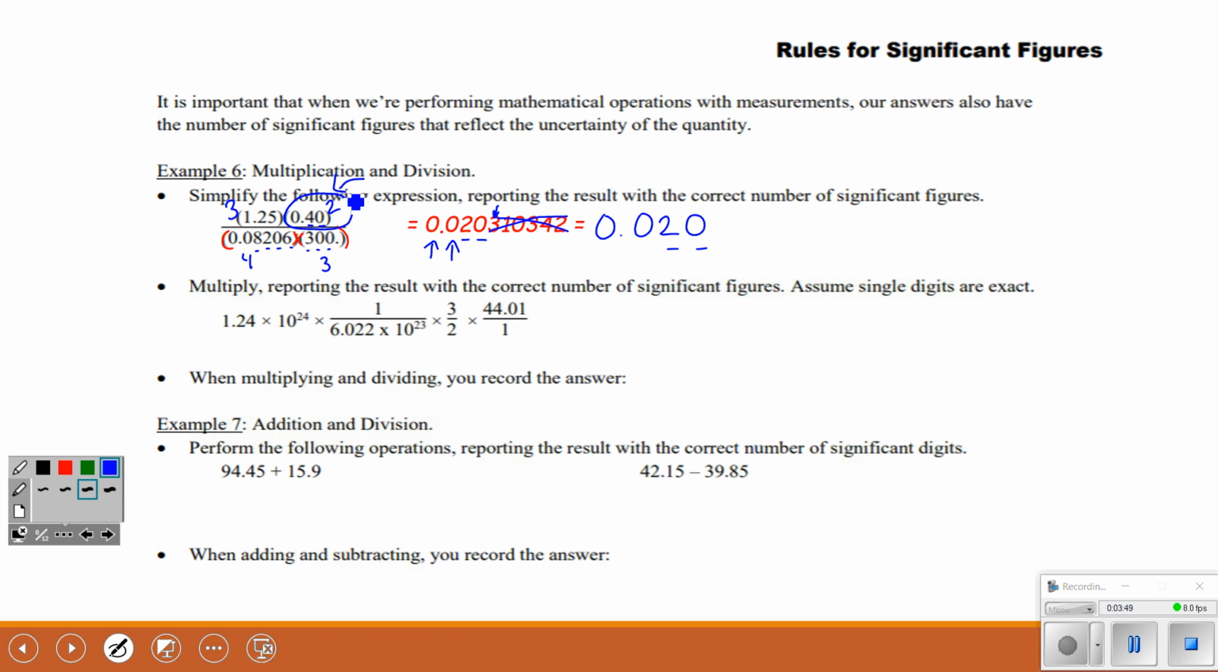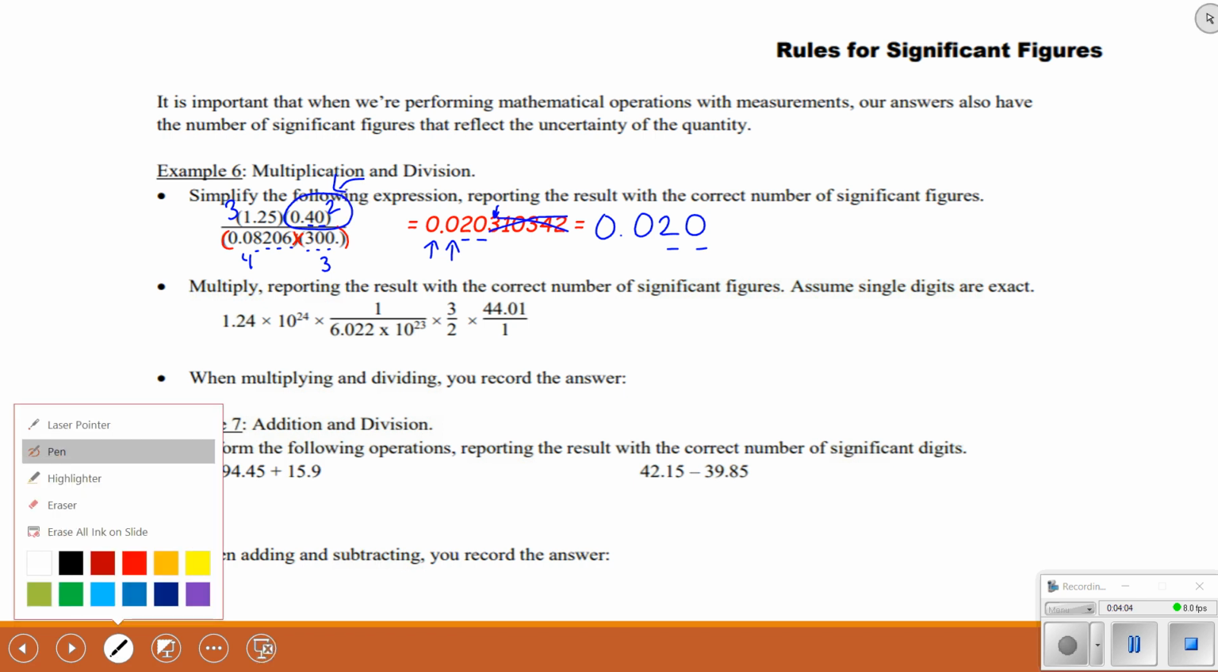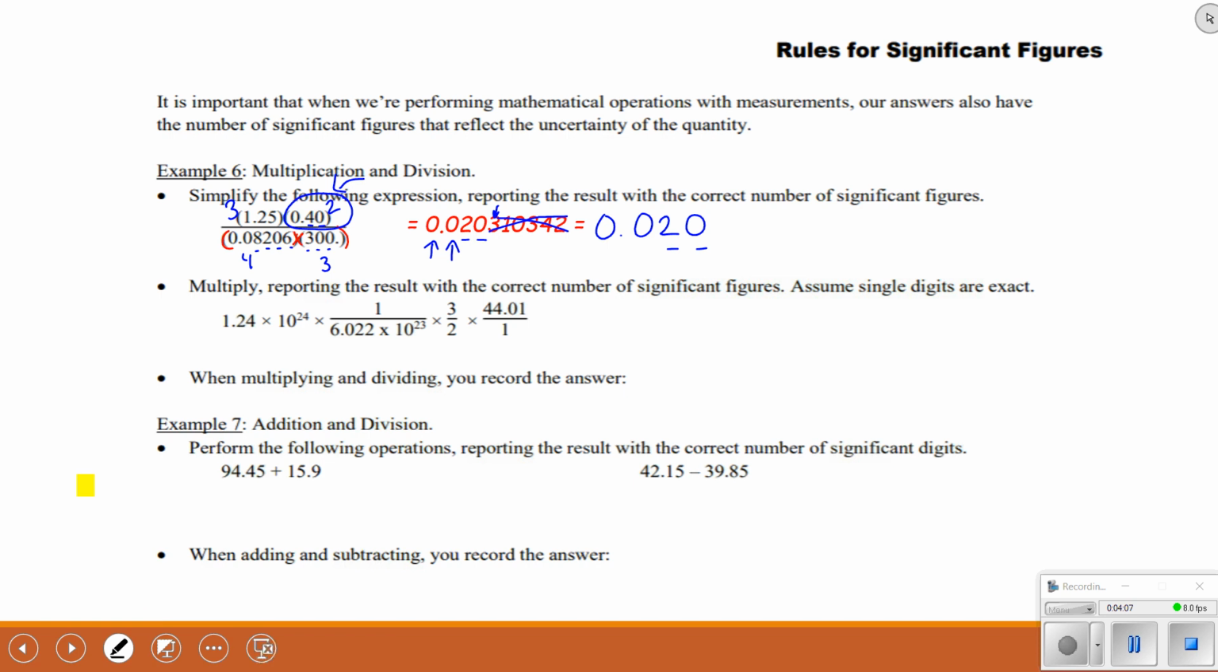Now, the next one has to do with dimensional analysis. And we will not get into that too much until we get into our chemical quantities, but when you have dimensional analysis, you actually have conversion factors, and those conversion factors do not affect significant figures. This is a conversion factor, this one is, and so is this. So none of those have any effect on your significant figures.